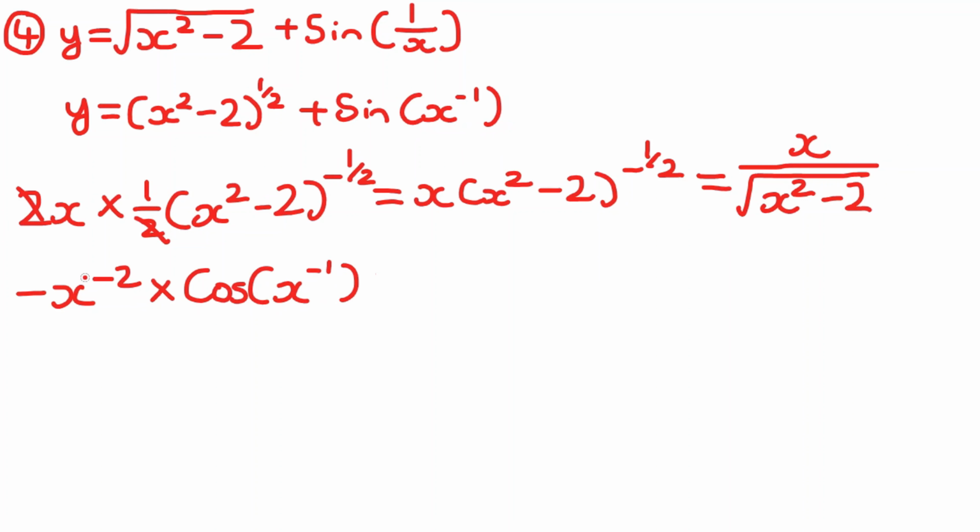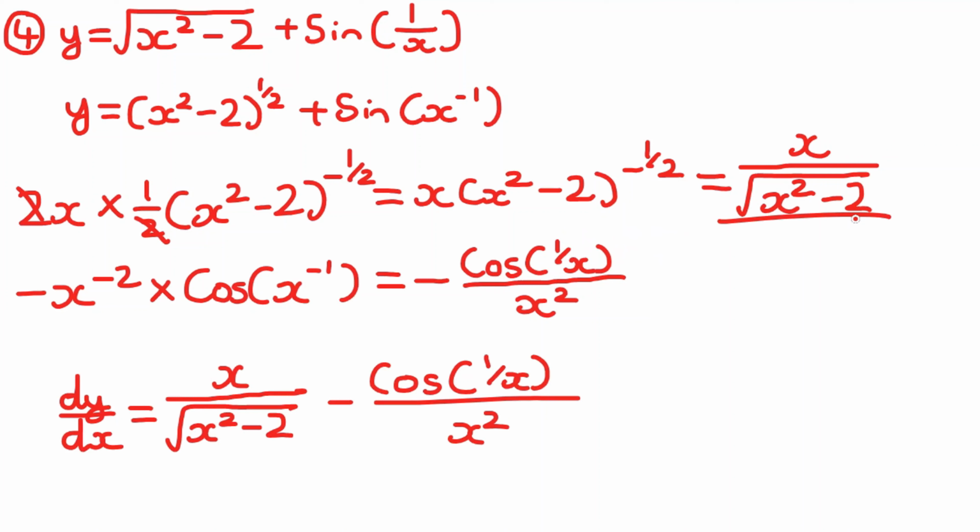And we can simplify this because this x to the power of minus 2 is going to be 1 over x squared, so it's going to be in the denominator like this here, and then this x to the power of minus 1 is equal to 1 over x. So therefore dy over dx is just going to be these differentiated terms added together. So dy over dx is going to be equal to this here.